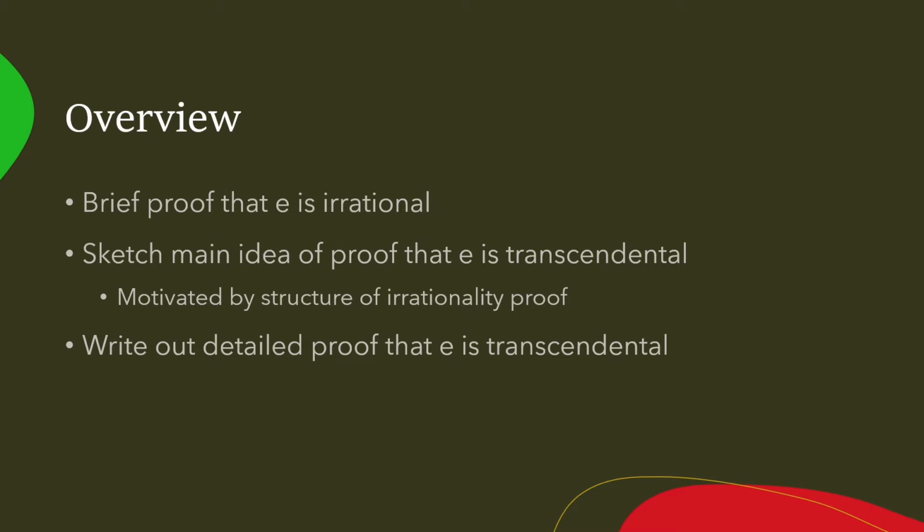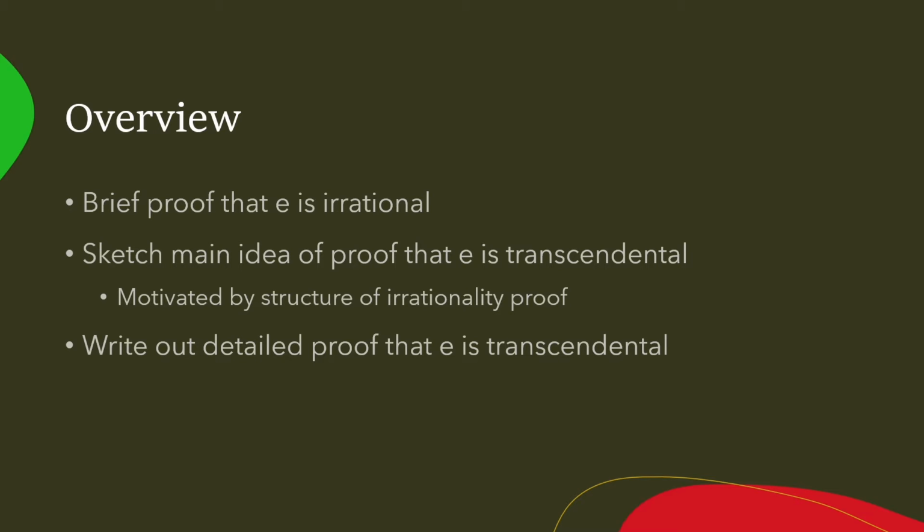Here's the outline of topics we will discuss in this video. First, we're going to discuss a brief proof that e is irrational, and then we're going to sketch the main idea of the proof for e being transcendental. That proof is going to be motivated by the structure or the main idea of the irrationality proof, which is why we're even doing the irrationality proof in the first place. And then finally, we'll go to the whiteboard and give a fully detailed proof that e is transcendental.